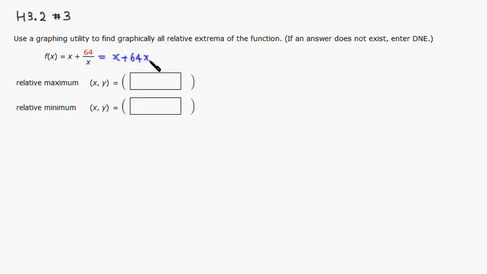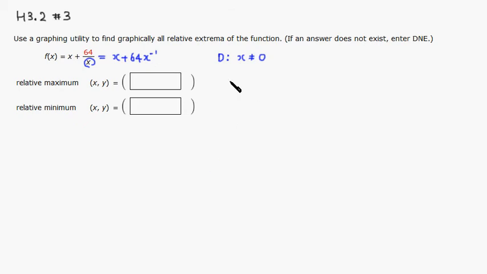x to the negative 1. And also we have to make sure that we know the domain. So the domain of this function is, since there's x on the bottom, we cannot have 0. So all real numbers except for 0. So x cannot be equal to 0.